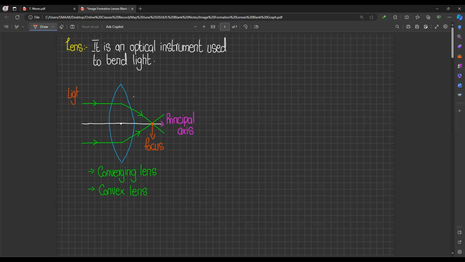So when parallel light rays pass through the convex lens, they will meet or intersect on the other side of the lens. That point is known as the principal focus, or we can simply name it the focus. That's why it is called a converging lens, because all light rays merge at a single point.